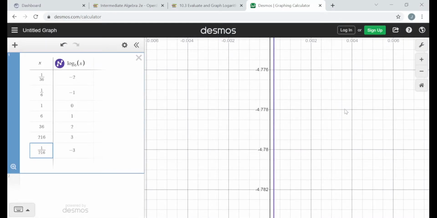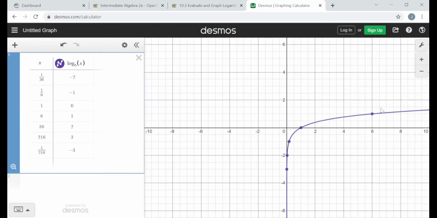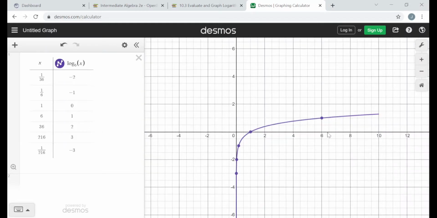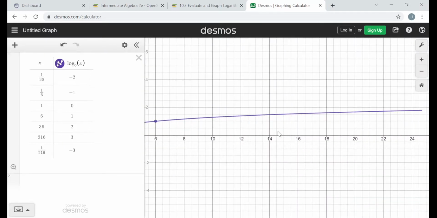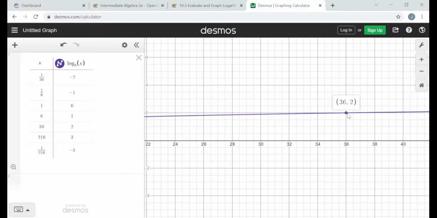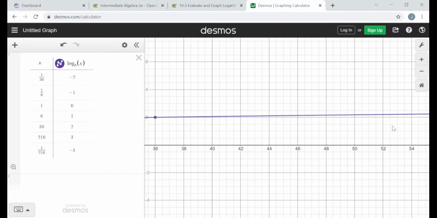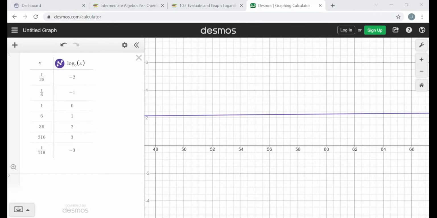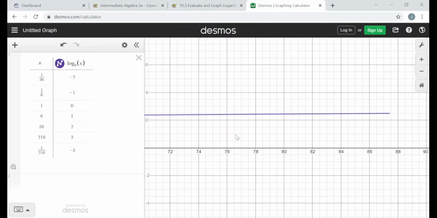X equals 0, the y-axis is a vertical asymptote. Increasing, domain is all positive numbers, right? The domain is only positive numbers, and the range is all real numbers, going up and down forever and up forever. Just very, very slowly, right? Like I said, you have to go out to 36 to get an output of 2, and you have to go out to 216 to have it increase to an output of 3.